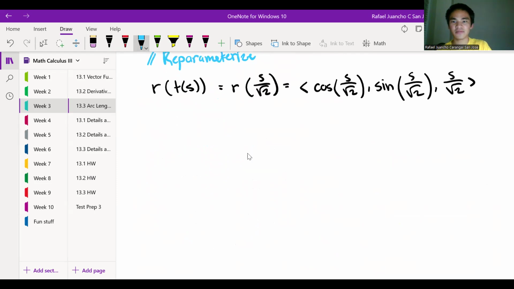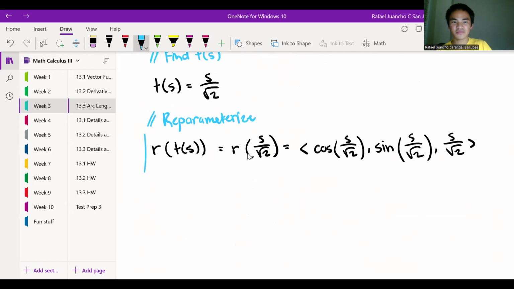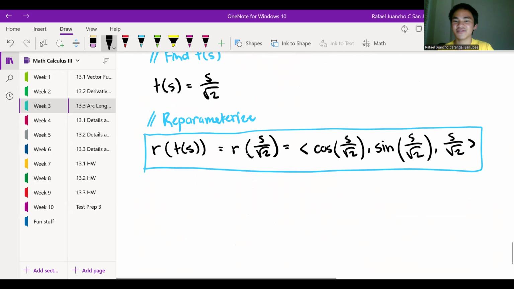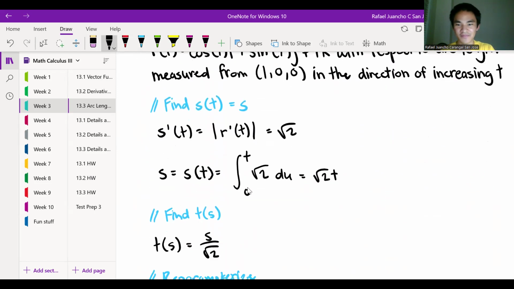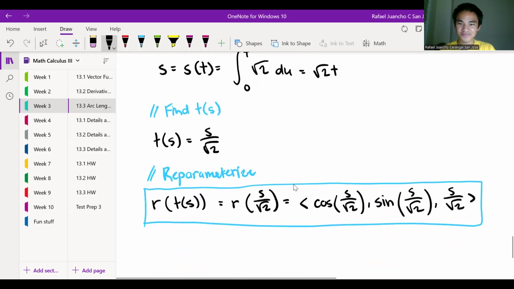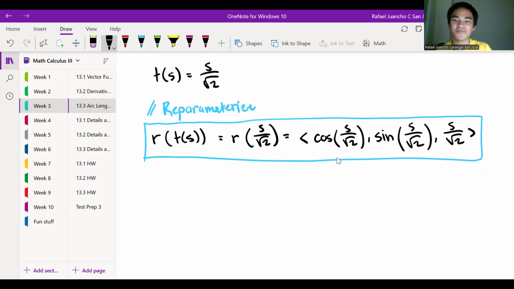So that's how I reparameterize. So I got something. Now I have a vector function in terms of its arc length function, like a function inside of a function. So that's cool and all.